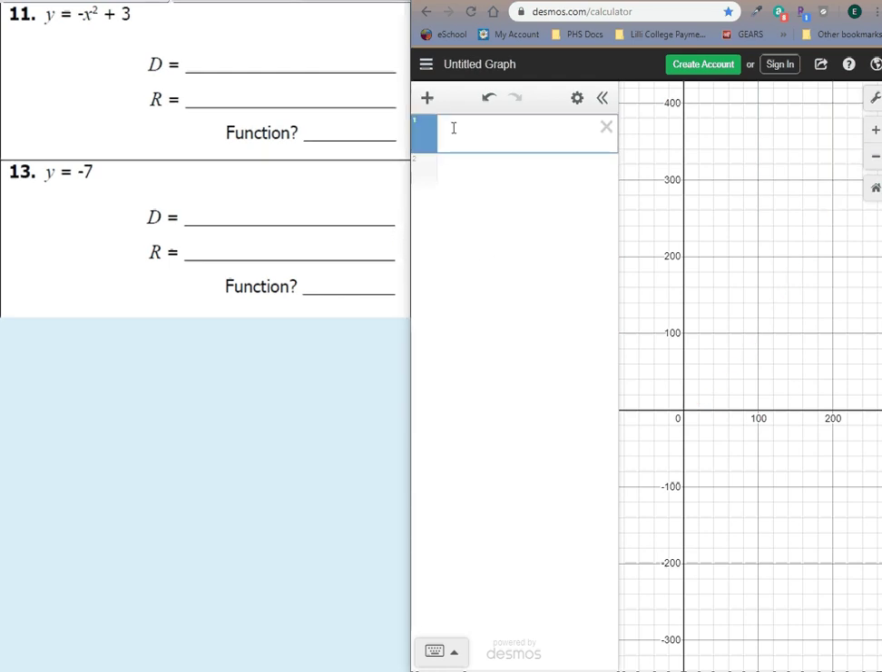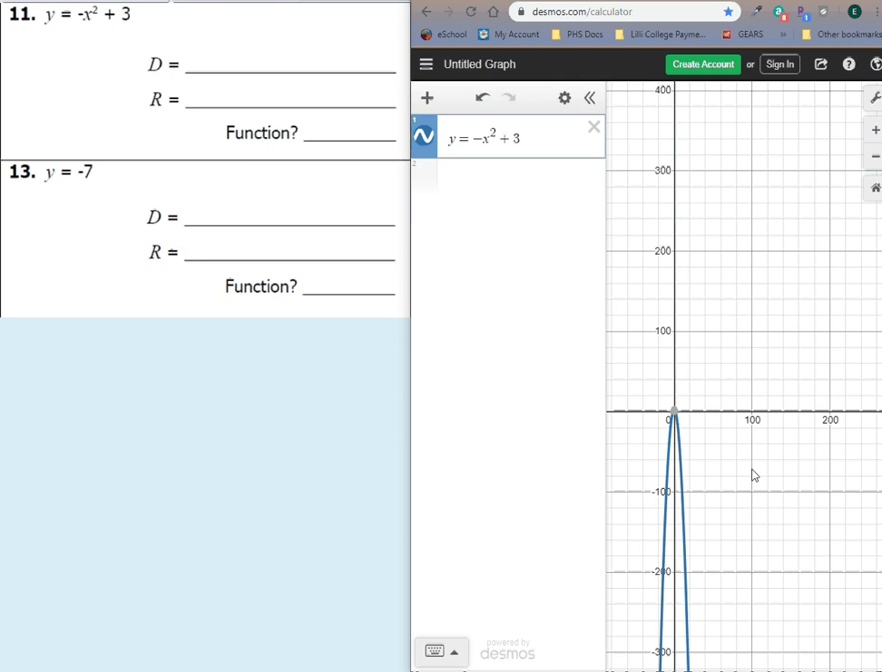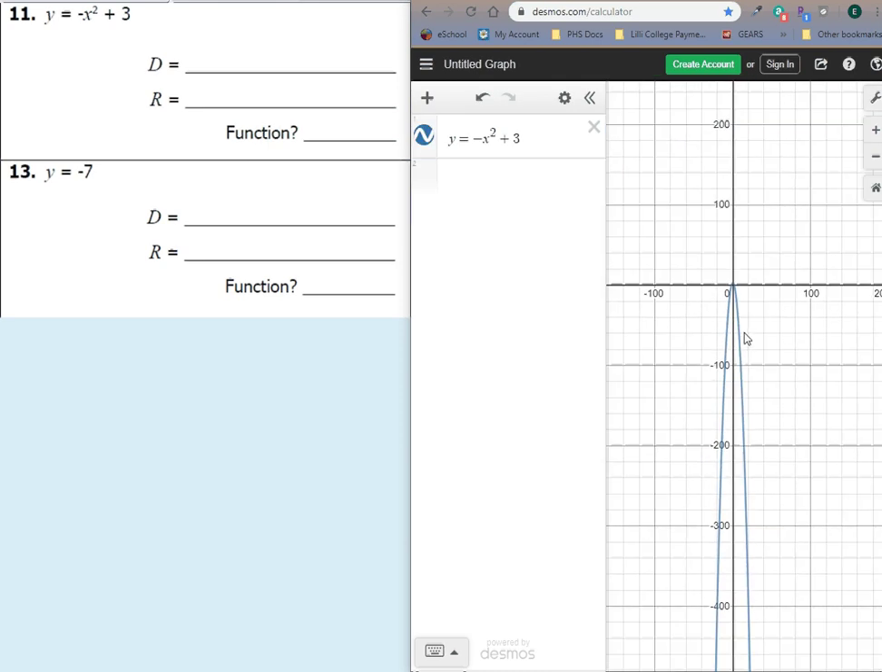So we can type this using y's, that's fine. So we'll say y equals negative x squared plus 3, okay? And there's our function when we graph that. Well, in Desmos, it does some really cool things.